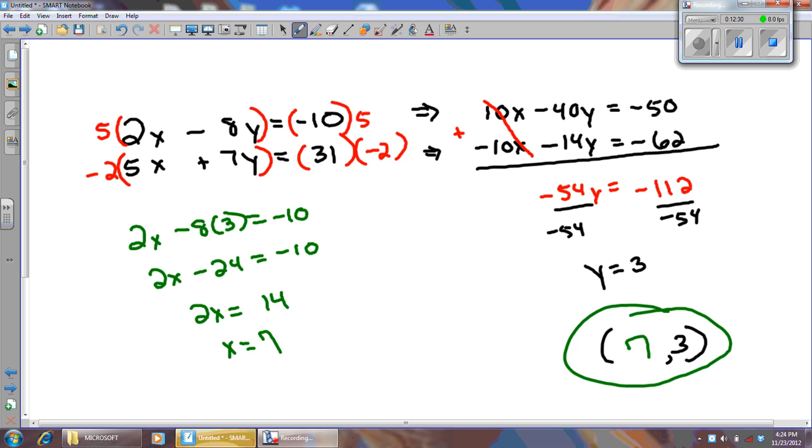All right, that's your flipped lesson for today, elimination method. We have to make sure that either the coefficients on x or the coefficients on y are the same, but additive inverses of each other. In other words, one has to be positive and one has to be negative with the same absolute value.